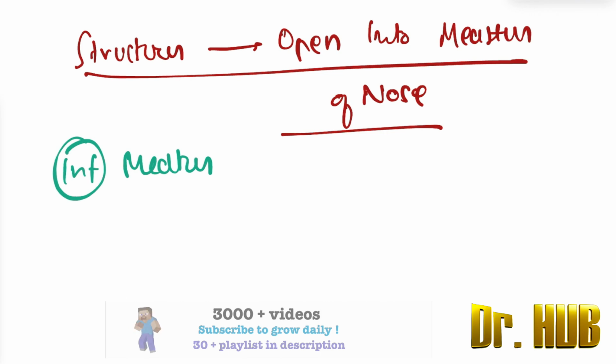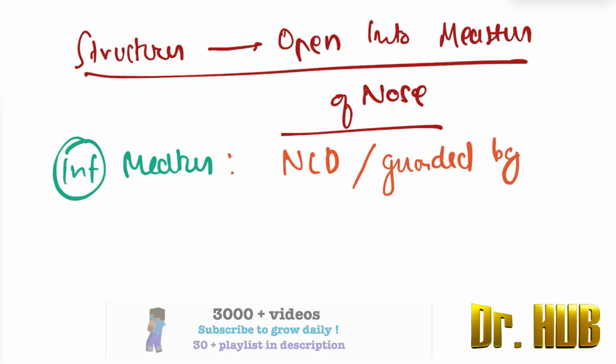In terms of the inferior meatus, it includes the NLD, the nasolacrimal duct, and this is guarded by the valve of Hasner.